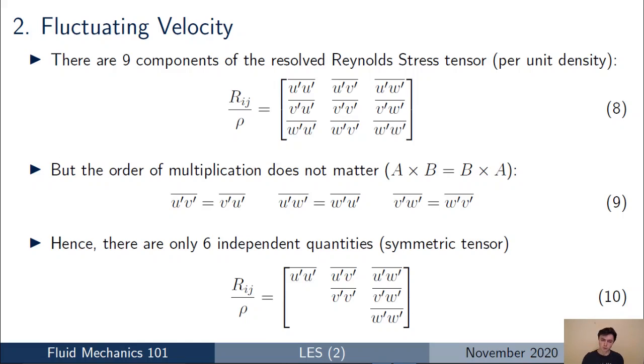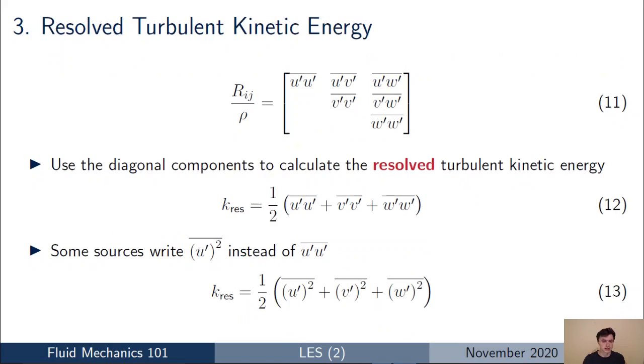So really the Reynolds stress tensor is sometimes called a symmetric tensor, and it only has 6 components. It's got the 3 components along the diagonal. These are the normal components that we're interested in for the turbulent kinetic energy, and then there are the cross terms, which are the off-diagonal components of the Reynolds stress tensor.